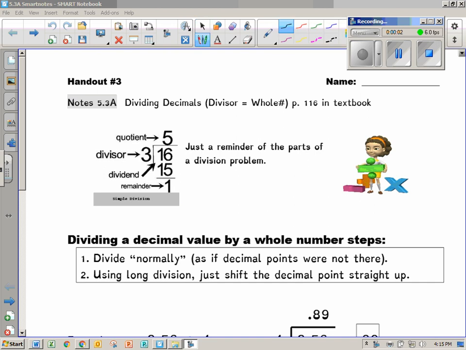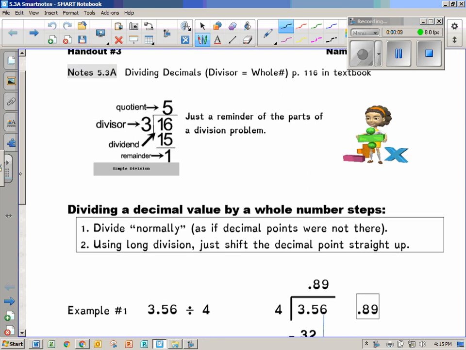Well, we're continuing our work with decimals, and dividing decimals can get a little ugly, but we're starting out pretty simple here, where the divisor is a whole number. So I've given you a little review up here at the top, just so you can remind yourself what the parts are when we say dividend, divisor, quotient, and remainder.